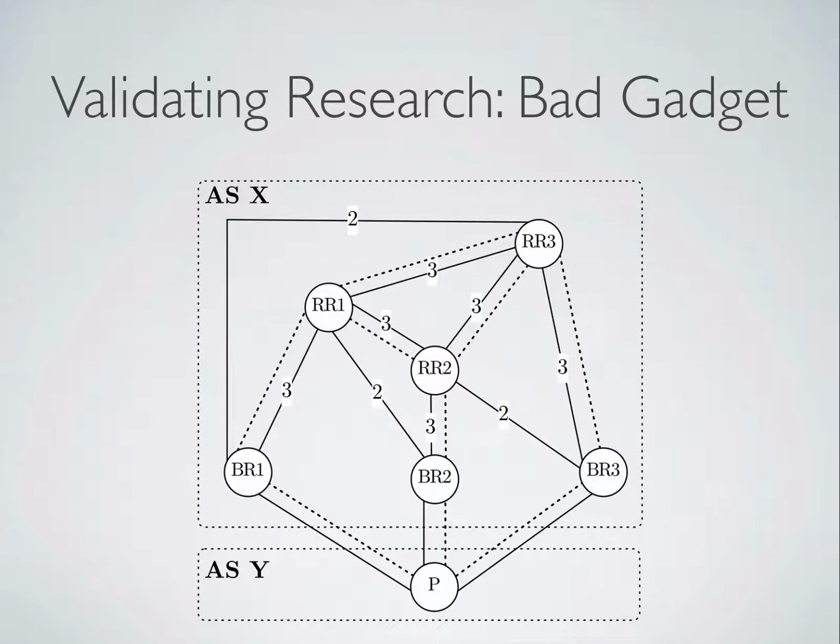The system has also been used in validating research. Here we're using the bad gadget theoretical example of a topology that will oscillate. Here what will happen is the combination of the physical routers, the links and the OSPF costs, as well as the route reflector hierarchy, will result in routes being received at the routers in ASX, such that routes received from ASY will oscillate. This means that the prefix P will be seen as going through one path, then the next path, and then back. This is bad for network performance.